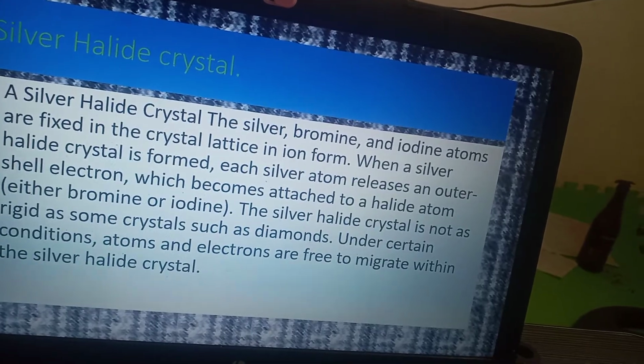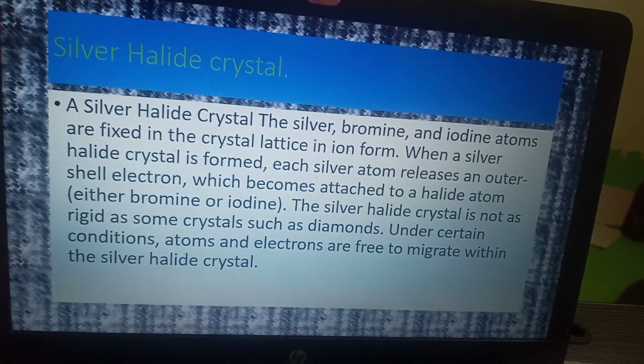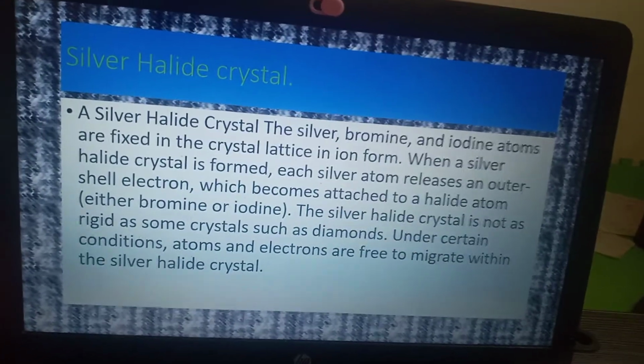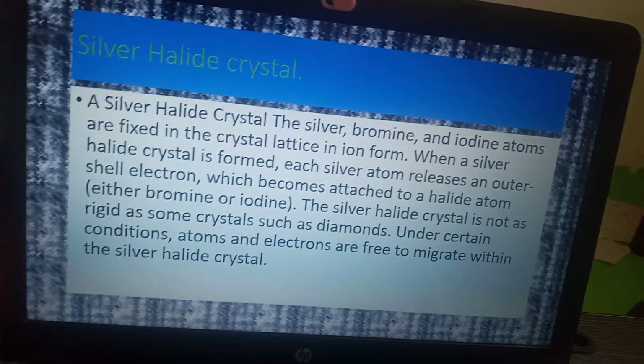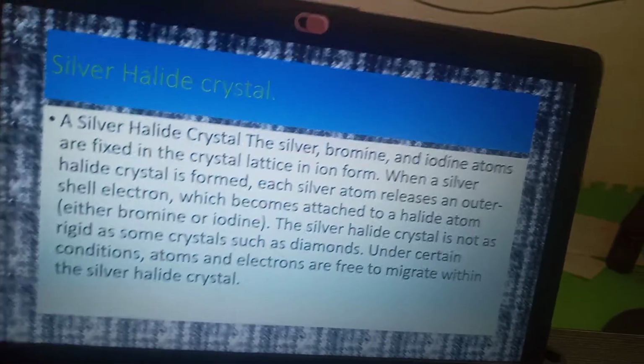The silver halide crystal is not as rigid as some crystals we know, such as diamonds and other gems. Under certain conditions, atoms and electrons are free to migrate within the silver halide crystal.